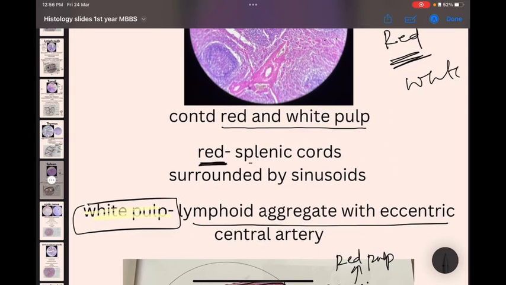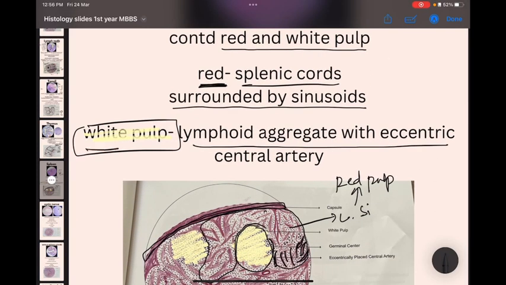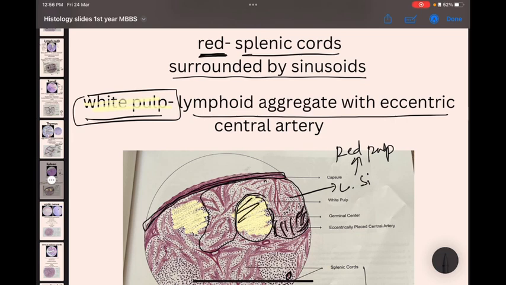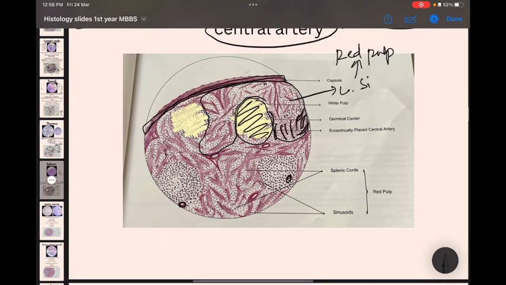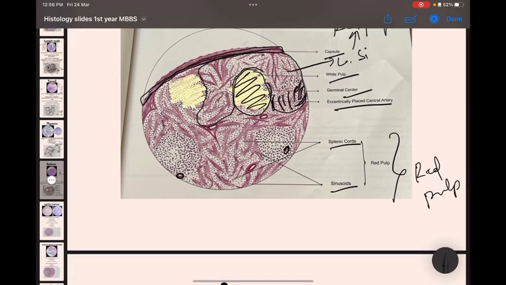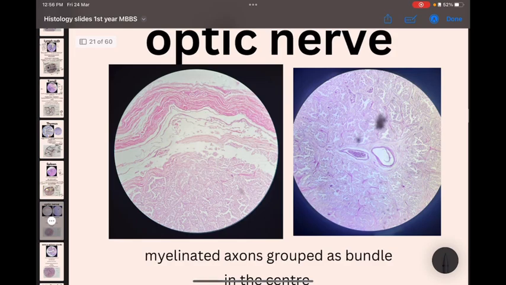Red pulp contains splenic cords surrounded by sinusoids. White pulp contains lymphoid aggregate with eccentric central artery. Okay, done. Very easy. Capsule, white pulp, germinal center, eccentrically placed central artery, splenic cords, sinusoids, which give rise to red pulp. Okay. Coming to optic nerve.